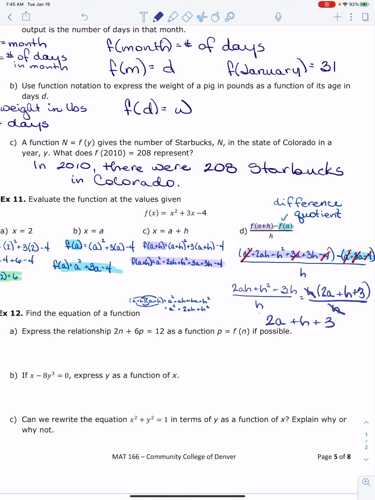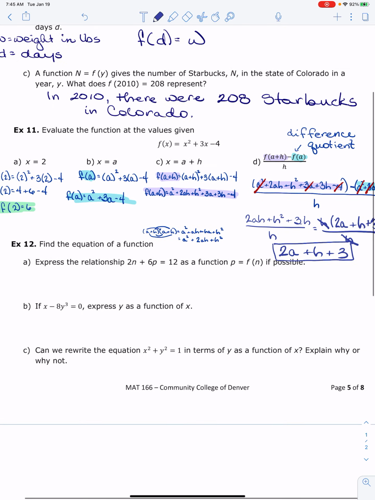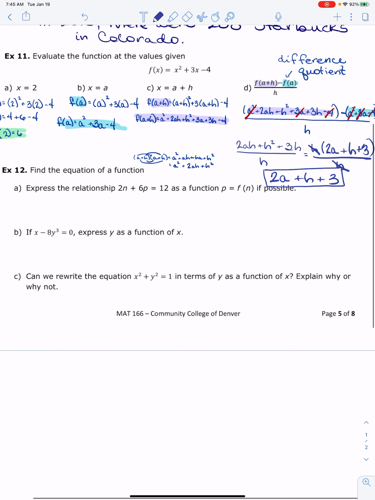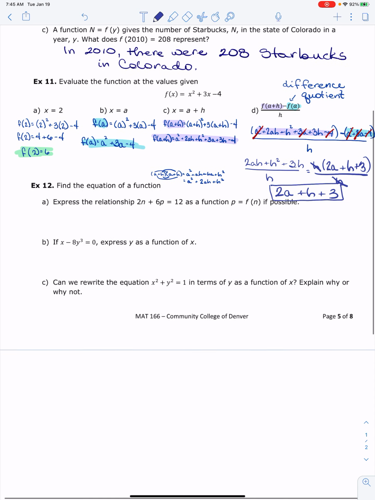That denominator of just h should always cancel. And we get an answer of 2a plus h plus 3. We'll see more of those later on in chapter 3.